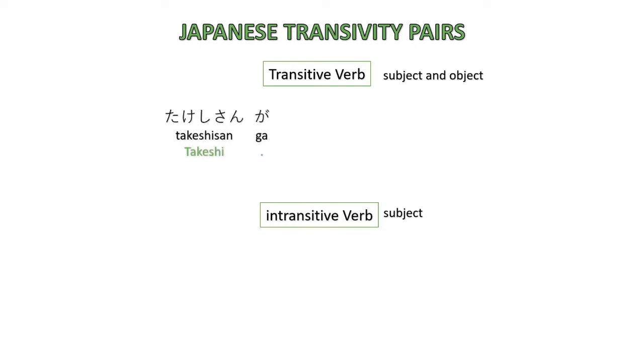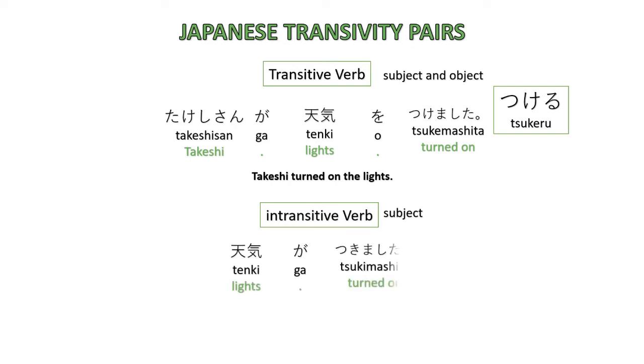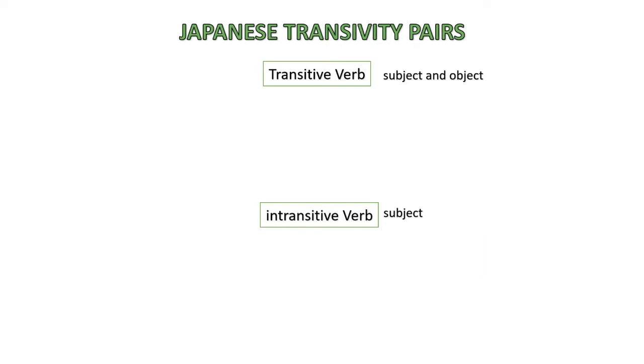For example, Takeshi-san ga. So, Takeshi is the subject. Denki o, and this is the object, denki. Tsukemashita. Takeshi turned on the lights. So, tsukemashita comes from tsukeru, a transitive verb. For the intransitive verb, we have denki ga tsukimashita. The lights came on. So, we use the past tense. Denki ga tsukimashita. And it comes from the intransitive verb tsuku. Tsuku. Alright, another example.